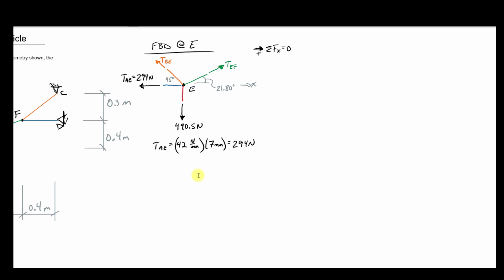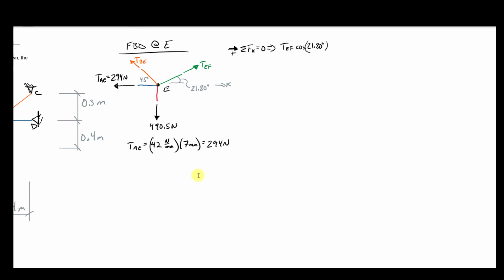I have the 490.5 not in the x. It doesn't have a component in the x, so it's not going to be part of this equation. What it is going to be in this equation is my TEF, but only the x component, which is the cosine of 21.80. So TEF times the cosine of 21.8 degrees. And then I have, let's see, minus TBE, because the x component of TBE, let me just draw it real quick, would look like this, wouldn't it? That is pointing in the negative x direction, so it's a minus sign. Okay, so minus TBE times the cosine of 45 degrees.